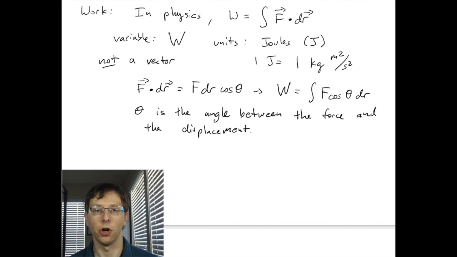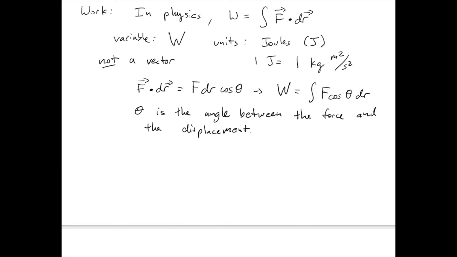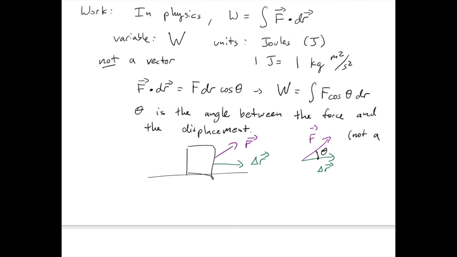So let me just draw you a diagram so you can understand what that means exactly. If you take an object that's just moving in a straight line, and you apply a force to it at some angle, you take the vector for the force, and you take the vector for the displacement, and figure out the angle between them. Now, this isn't a free body diagram because delta r, the displacement, is not a force. It's just a diagram to help you figure out what the angle theta is.